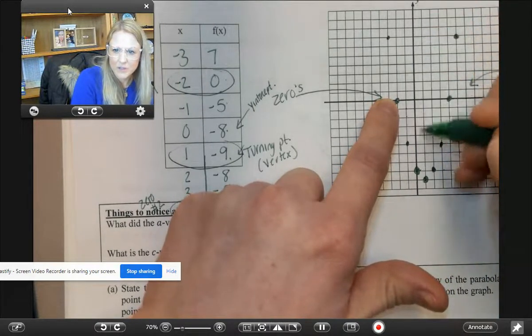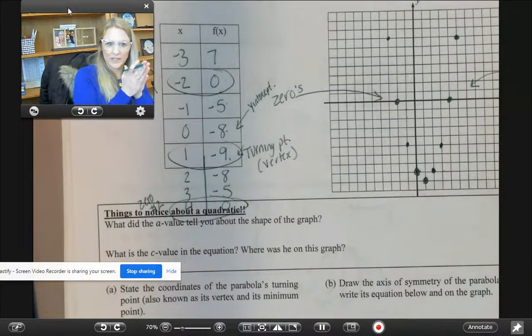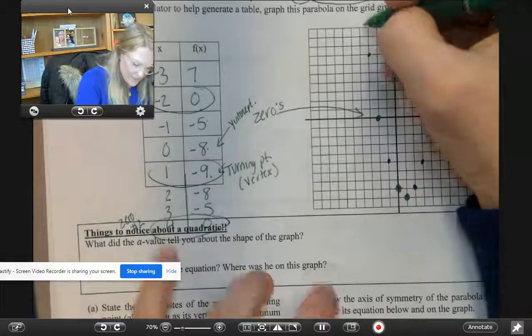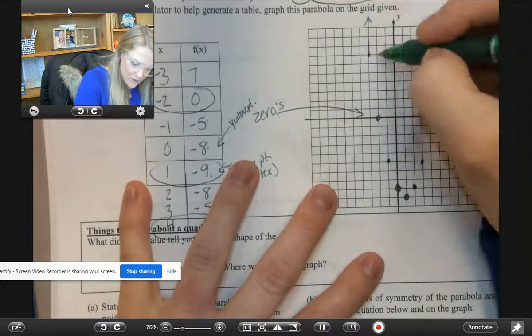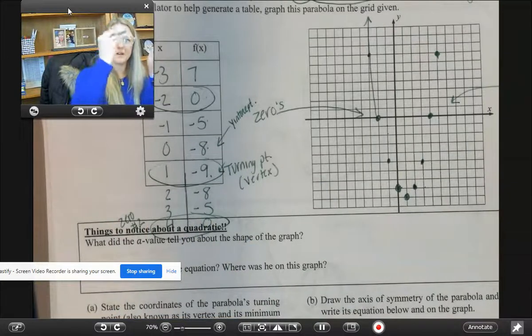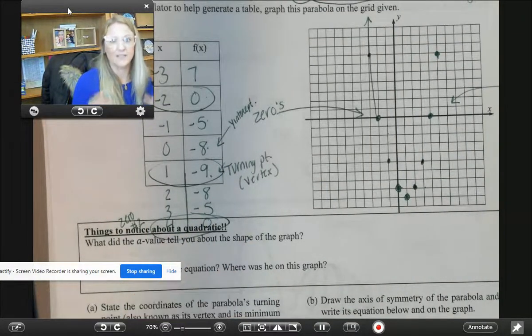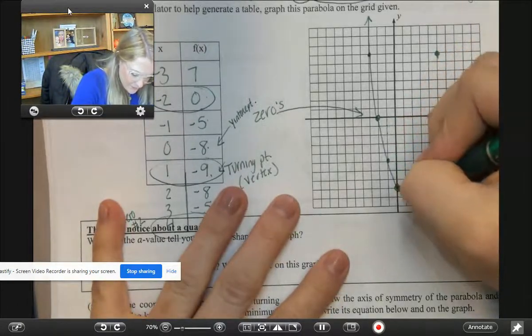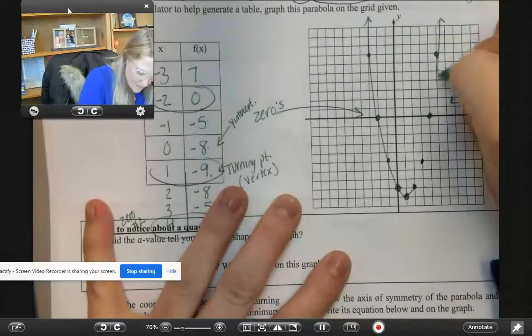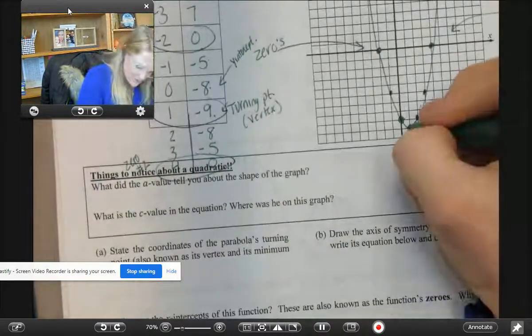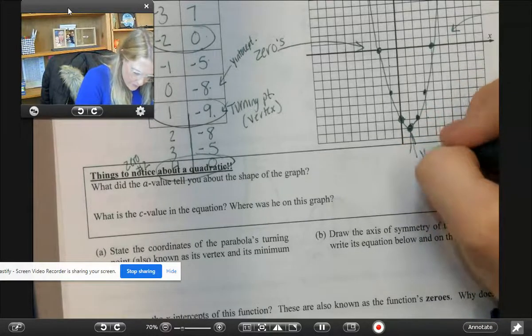So this symmetry means that if you were to fold it, it would land on top of the other half, okay? And so let's draw it the best you can. Don't just connect the dots. It's very U-shaped, so be very casual and make it U-shaped, and don't make it rugged and make it look like the letter V. It needs to look very U and parabola-like. Just do the best you can. That's why it's important to have those points. Okay? So there's your vertex and turning point.